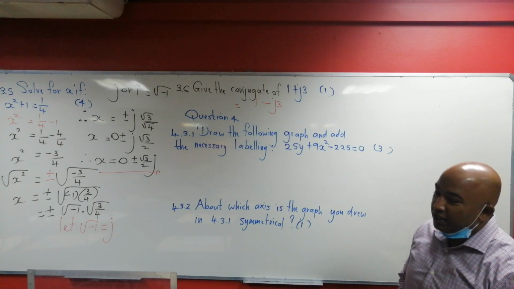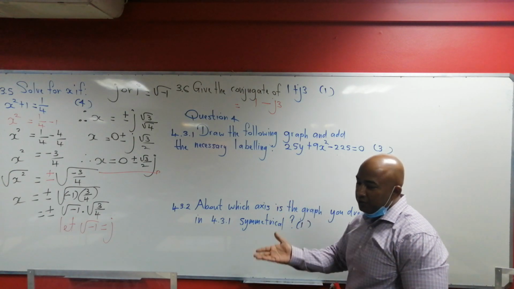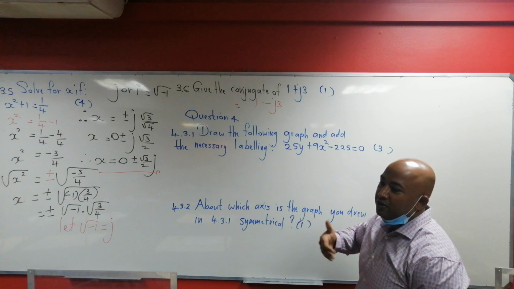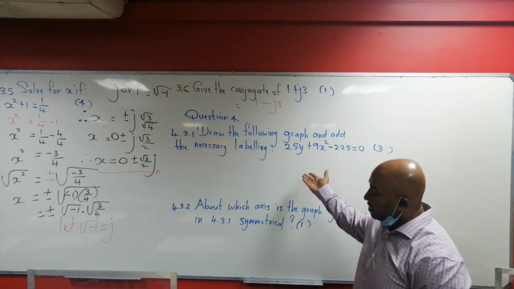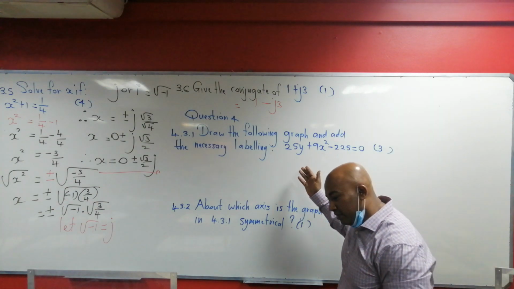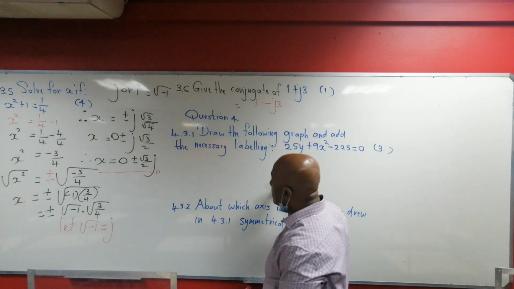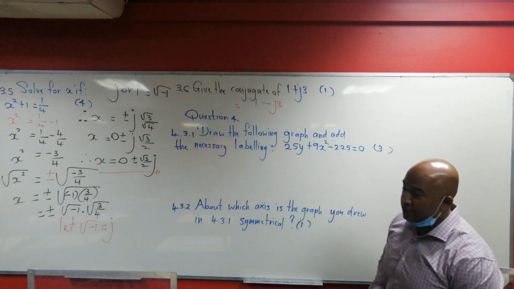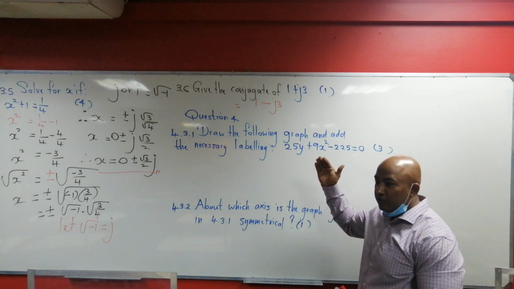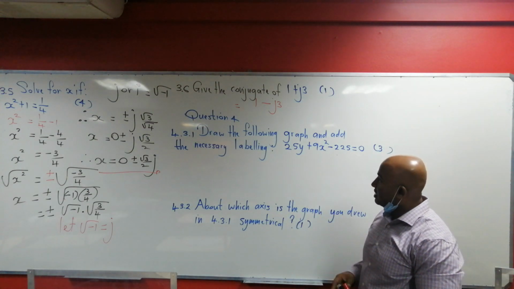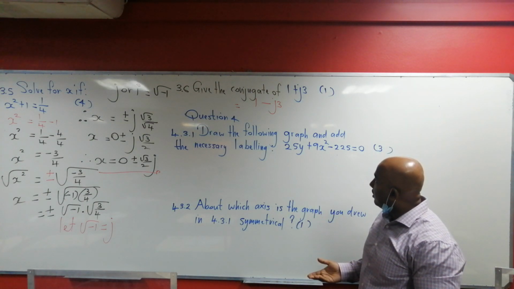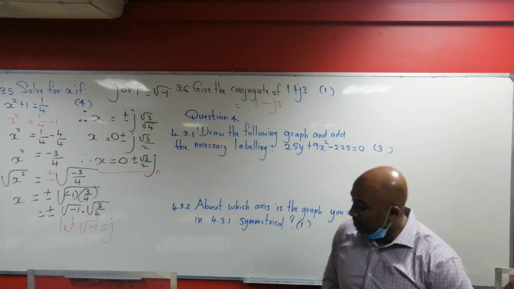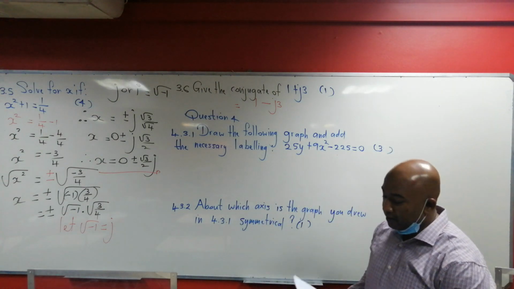Now, question 4, as I just said, I'm not going to be doing Cramer's rule on the board. Everybody knows Cramer's rule. That's a simple thing to do. 4.1, 4.2. Let's move to the graphs, which are very, very important for the higher levels. So draw the following graph and add the necessary labeling. Let me make sure I copied it down properly.